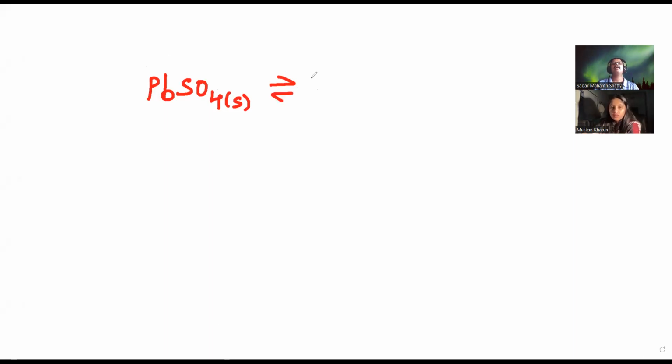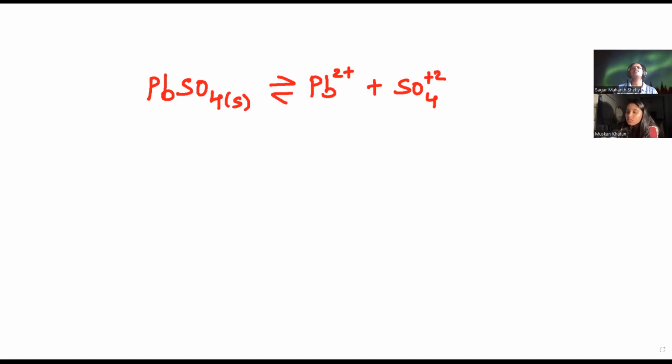I'll be getting lead and sulfate. Okay, so lead is a positive ion, and sulfate is a negative ion. Once you get this, the next thing we need to find out is the solubility product. For that, the answer would be K is equal to Pb2+ times the sulfate.